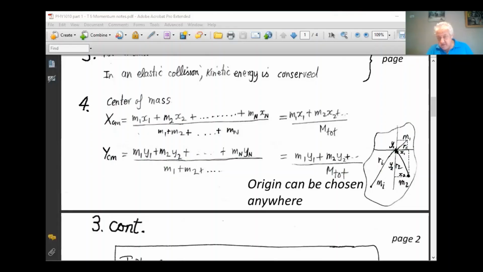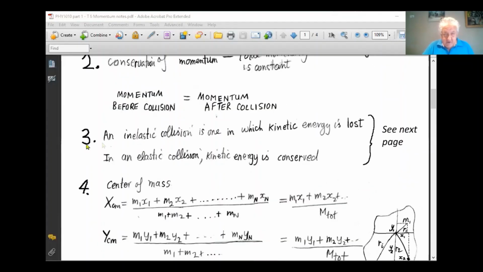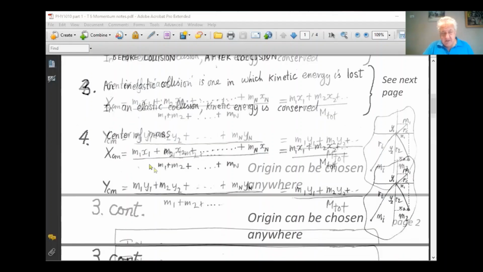I emphasize again, if you choose the origin somewhere different, these numbers will be different, but the position of the center of mass will be the same, whichever way you calculate, from whichever origin you choose. Let me expand then on this number 3.